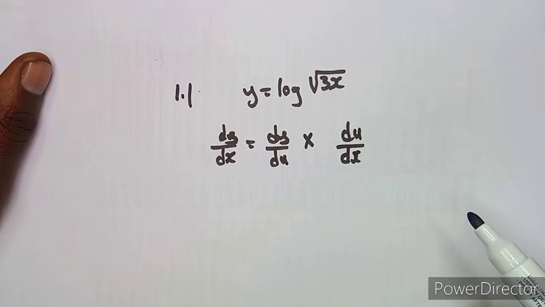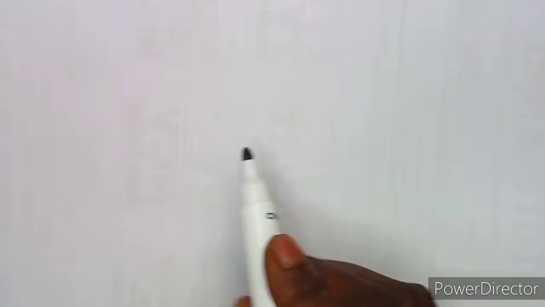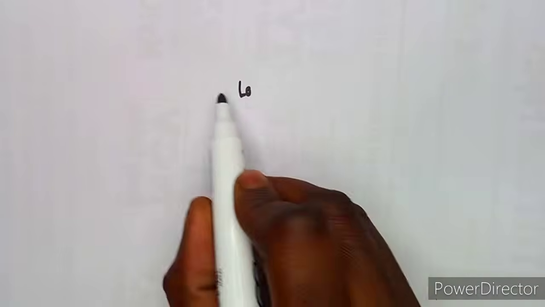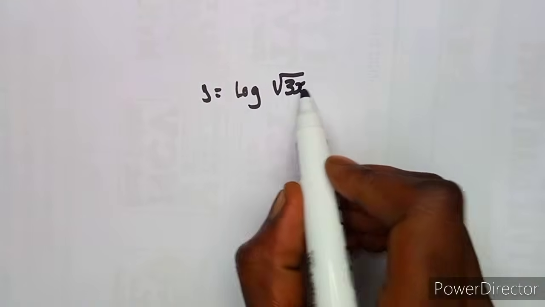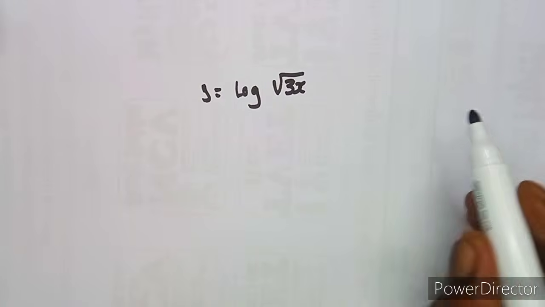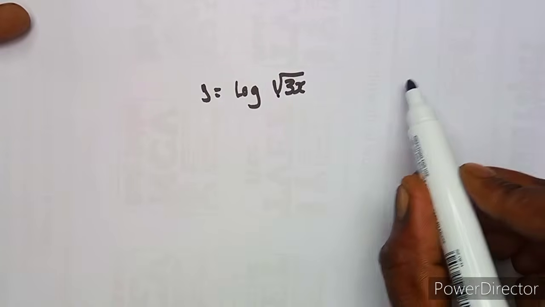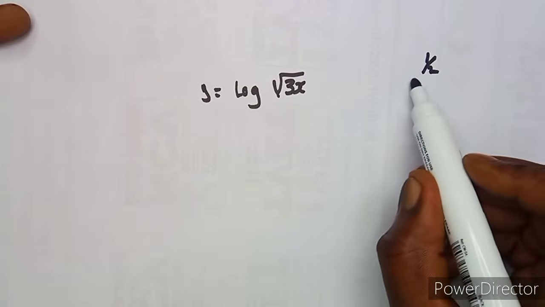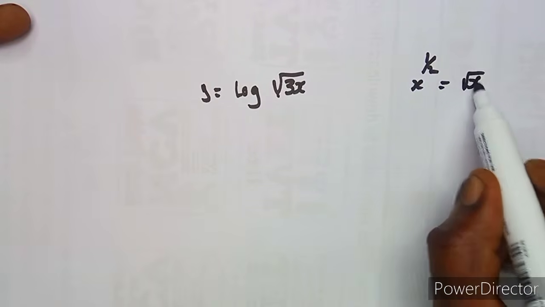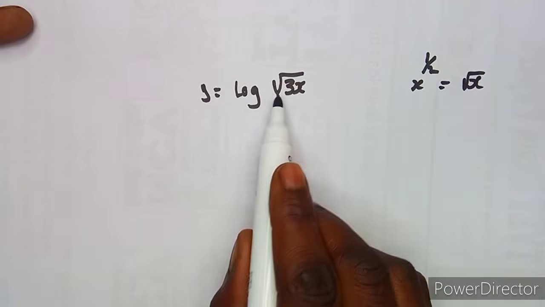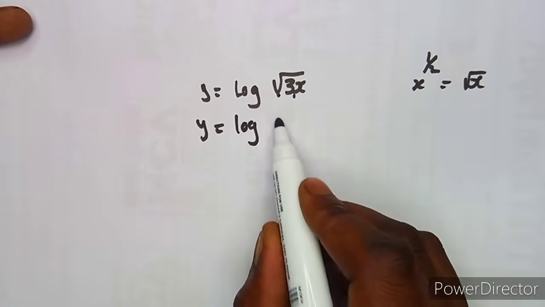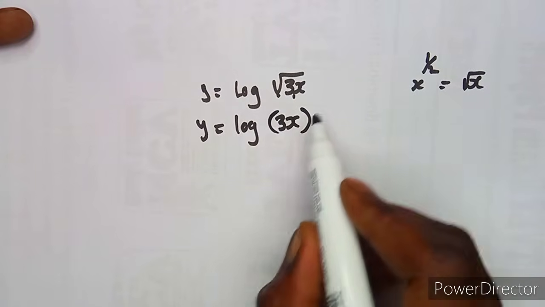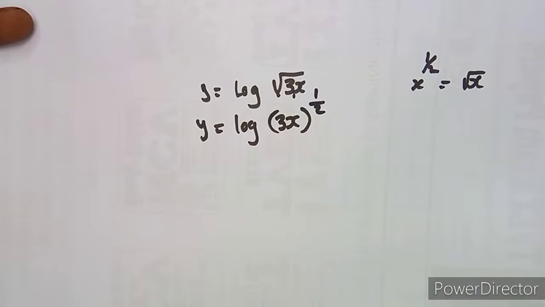So how is this going to happen? This is what you're going to do. From the log that we are given, which is the square root of 3x, we can rewrite this. Remember, from your exponents, square root means to the exponent of a half. So we have log 3x, everything to the exponent of a half.